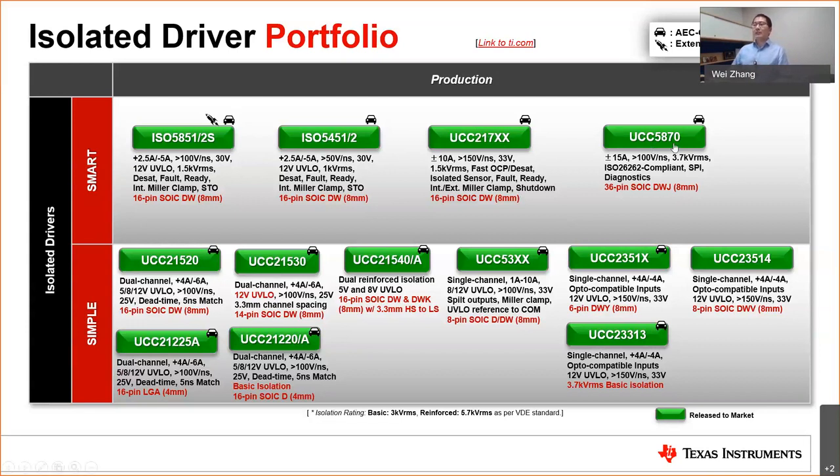UCC5870 is TI's first functional safety compliant and ISO 26262 compliant SPI driver with diagnosis in a 36-pin DWJ package that has been targeted for automotive traction drives.